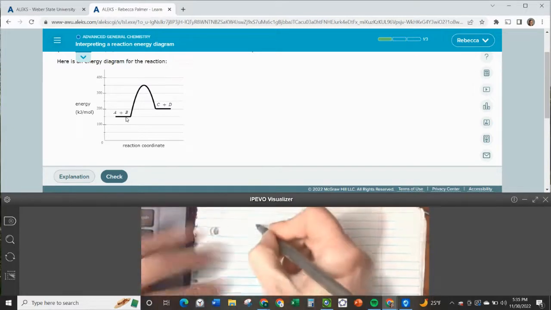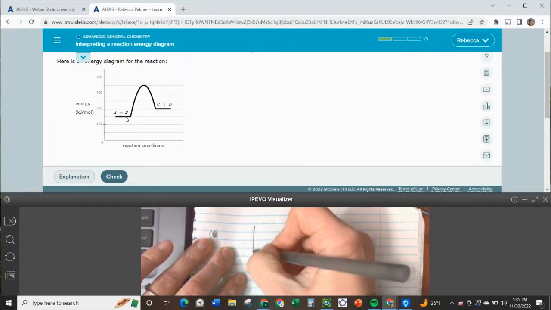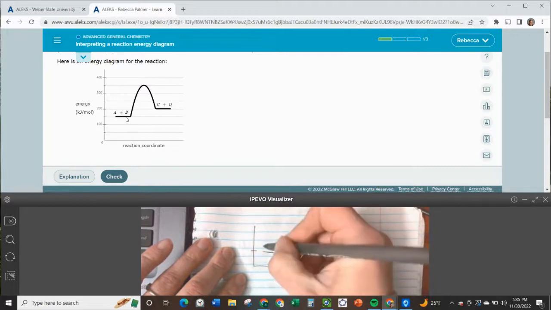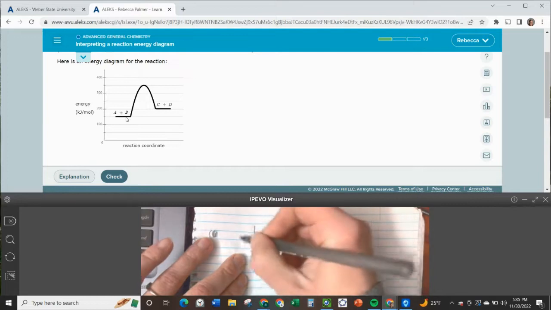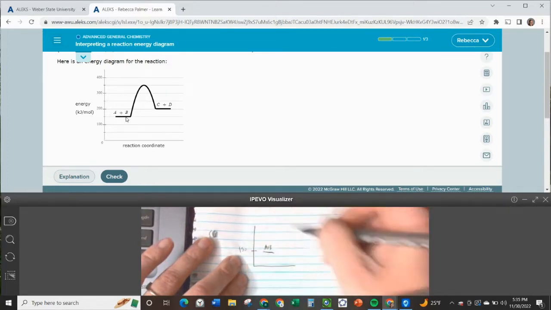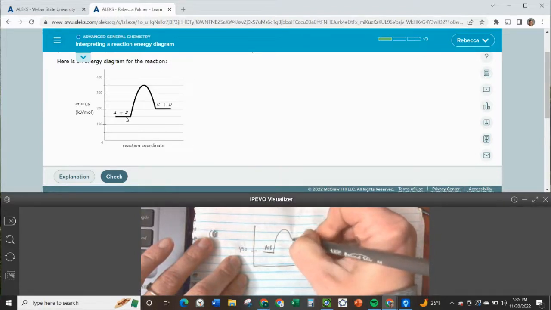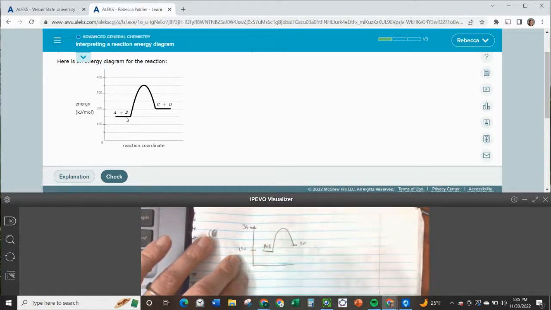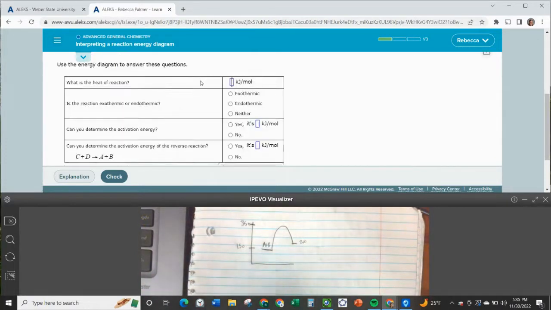we have our reaction coordinate diagram. Our reactants are down here at A plus B. Our reactants are at 150, and our products are at 200. And then the transition state is up here at 350. So the first question it asks is, what is the heat of reaction?